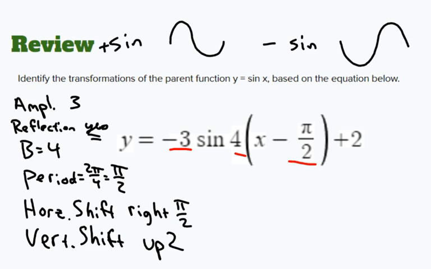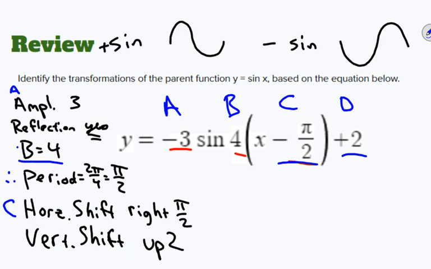What does the A tell me? What does the B tell me? What does the C tell me? And what does this D tell me? So A, B, C, and D. This was from A. This was our B. That gave us this period. And this was my C. This was my D.